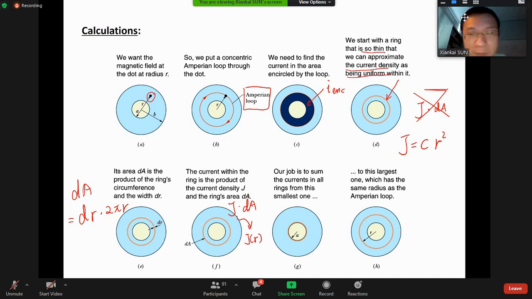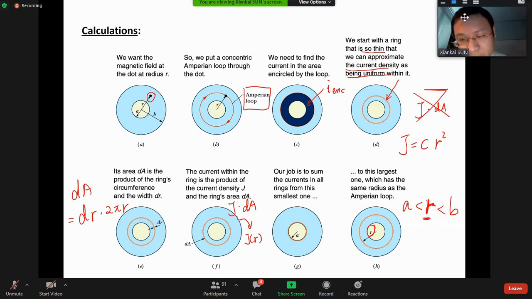No, not equal to B, but equal to this R, because we want to find out the magnetic field inside this loop. So R should be larger than A but smaller than B. We need to sum the currents from the innermost to the outermost, which is close to R, not to B.